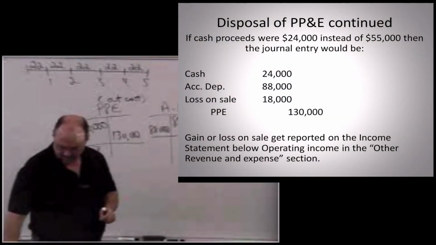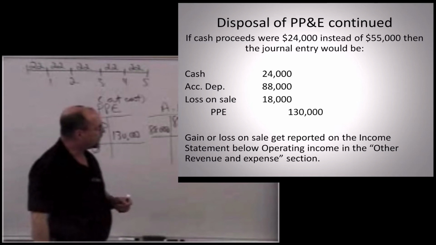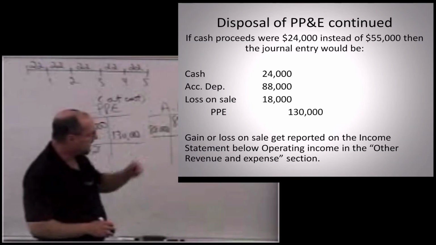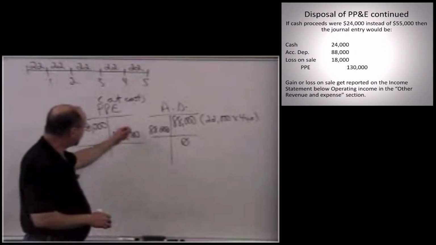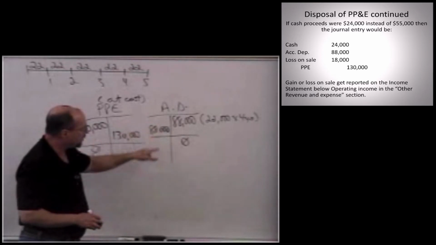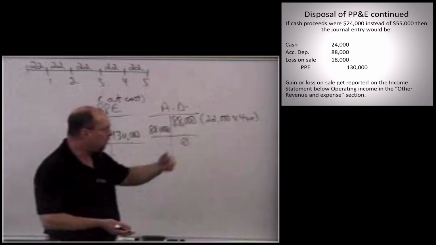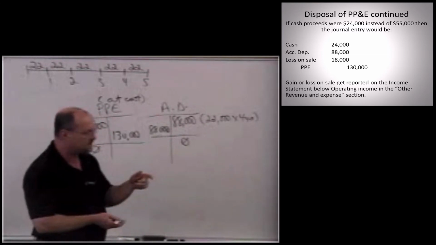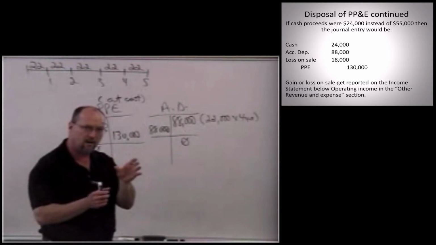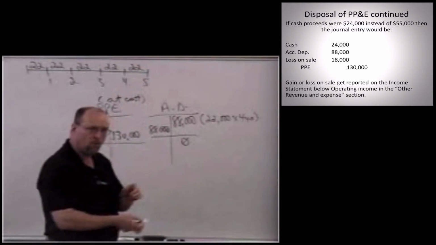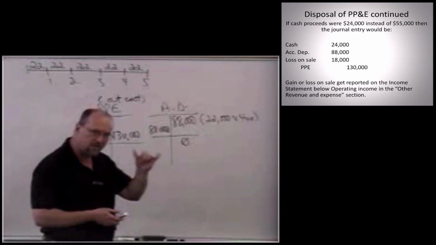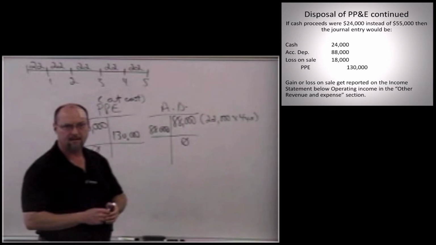Here's our loss example. We only got 24 instead of 55. Debit cash 24. Same thing, credit property and equipment for 130. Debit accumulated depreciation. And then to make the journal entry balance, I have a loss on sale of 18, which, by the way, is the difference between the proceeds of 24 and the book value of 42,000 at the time of sale. I lost 18,000. Okay?